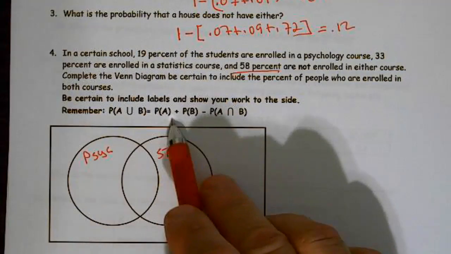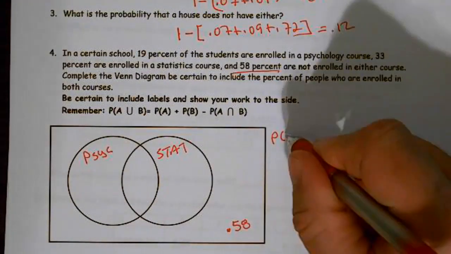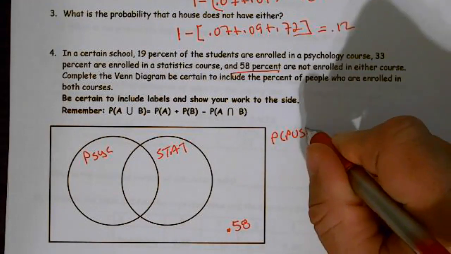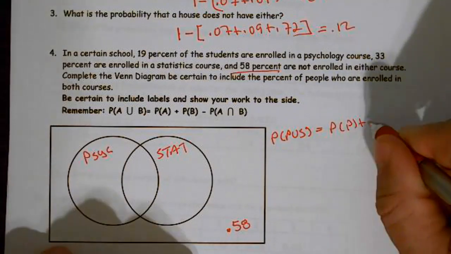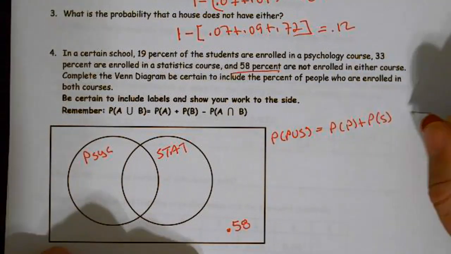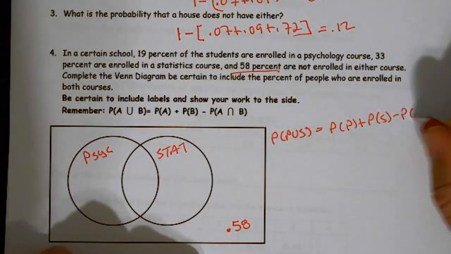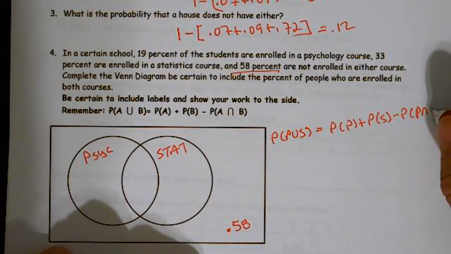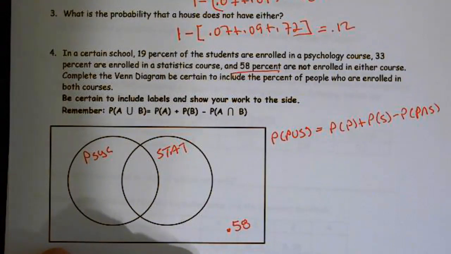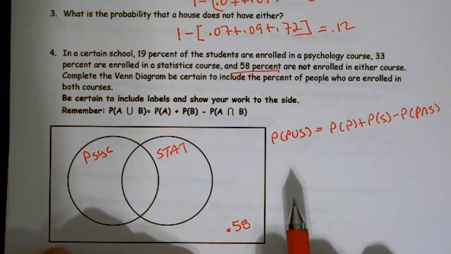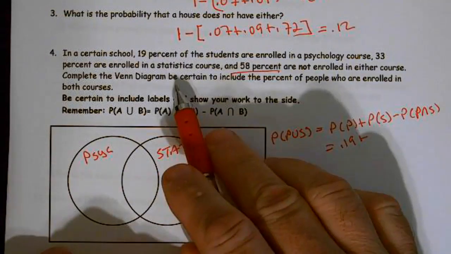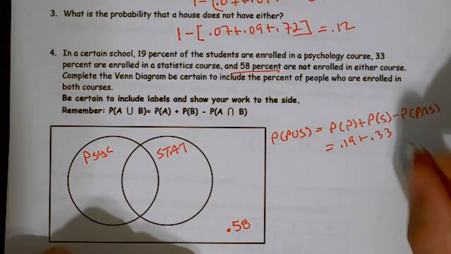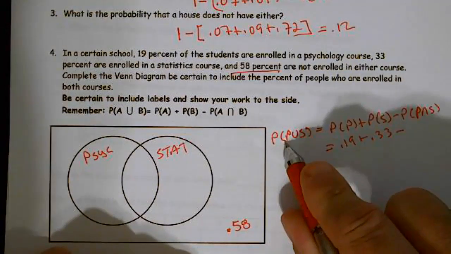Now, I'm going to use the general addition rule. This is going to be the probability of psych union stats equals the probability of psych plus the probability of stats minus the probability of psych and stats. And I've got to be careful. I've got to be honest with you, this is kind of a tricky problem. So, what do we know? 19% are in psych, and 33% are in stat. But now I don't have this or that.